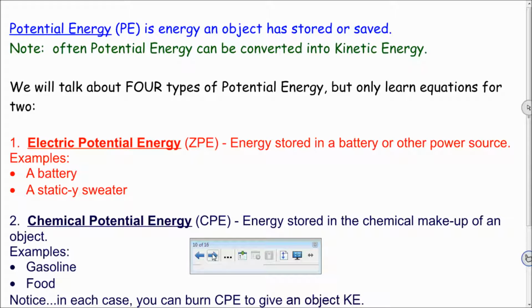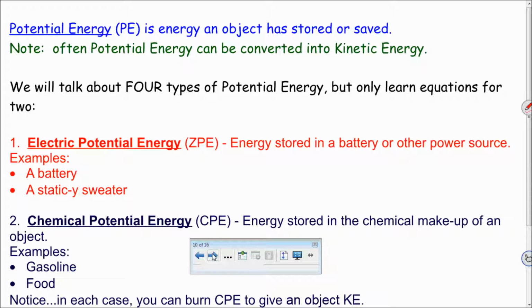So we're going to use the generic symbol PE to stand for potential energy. All right? And as you guys just said, potential energy is energy that an object has stored or saved. So we will see as we go through this that a good way to check if something has potential energy is to ask yourself, can this stored energy be converted into kinetic energy? So we'll talk about that a little bit more later on.